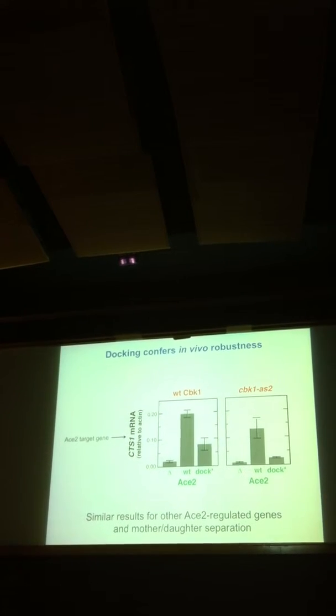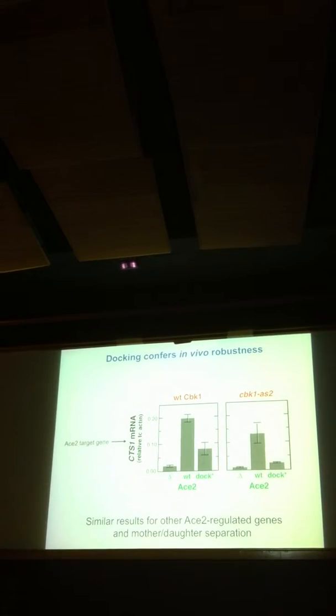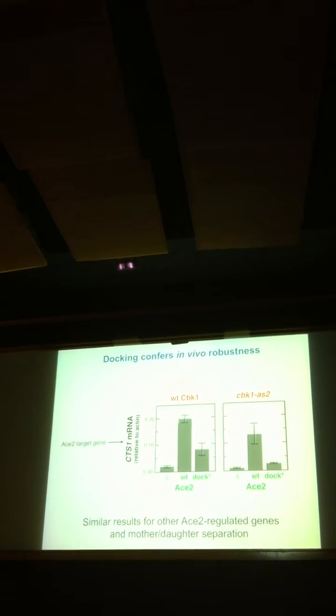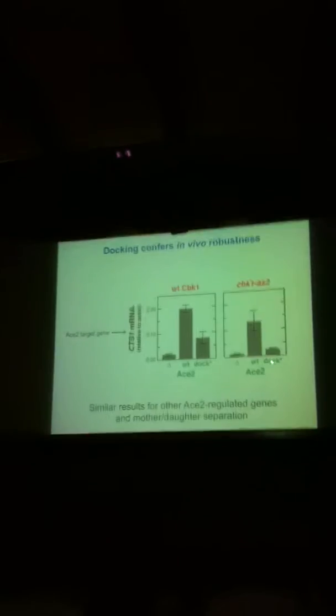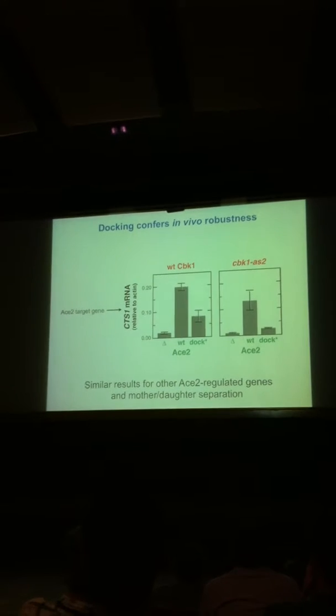You see this more dramatically if you look at transcription of CTS1, an ACE2 target gene. Wild-type cells have about this level. If you have the analog-sensitive mutant, you see a modest decrease, or a modest decrease with the docking motif mutant, but you see a great decrease if you combine the docking motif mutant with this weakened allele.